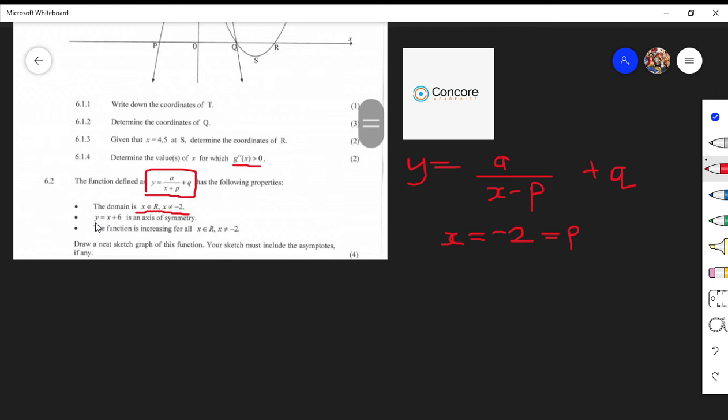Second part we have is that this function has got an axis of symmetry y is equal to x plus 6. So from here we can see that this is a positive gradient function, which means it's going to go like this. And if it's got a positive gradient axis of symmetry, that means it's going to look like this. Okay.